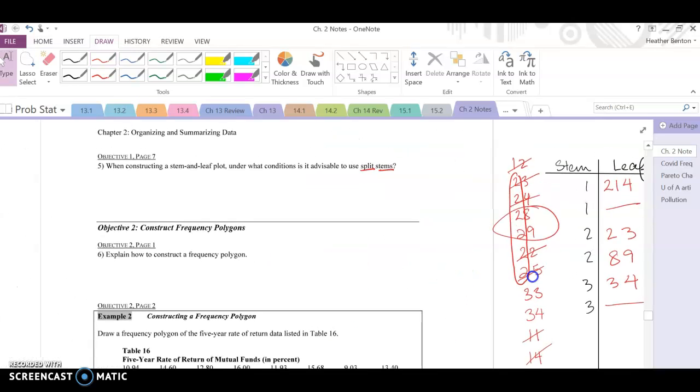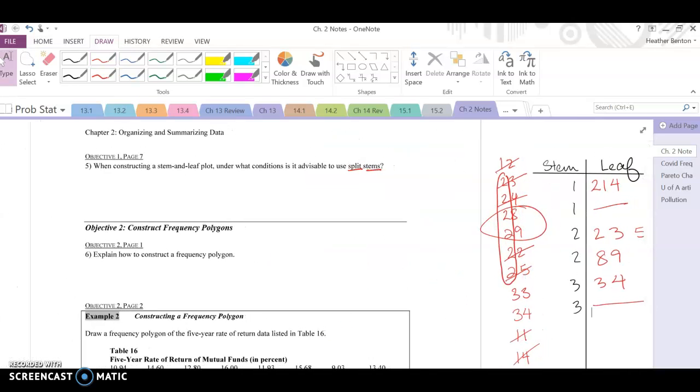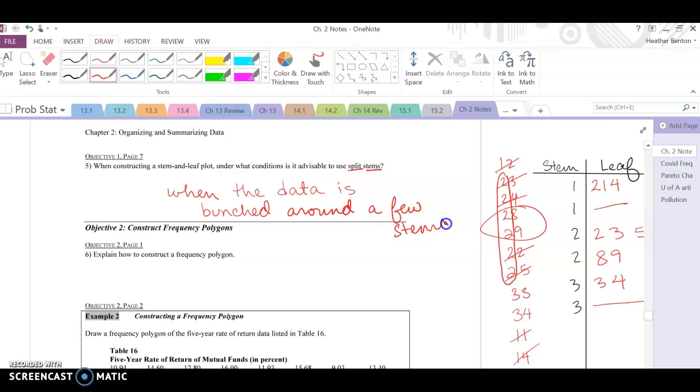Anyway, so when would you want to use split stems? You generally want to do this when the data is bunched up around one particular stem, or around 1 or 2 stems. Or just in general when it's bunched, to be honest. Around, we'll say, a few stems. How about that? There you go.